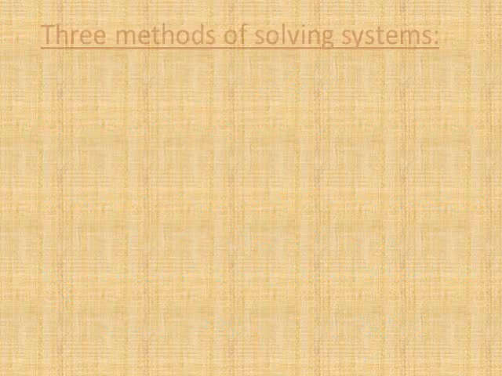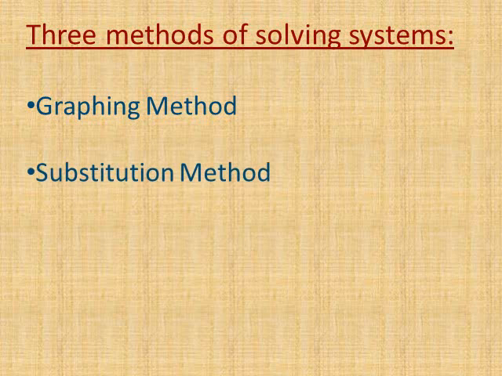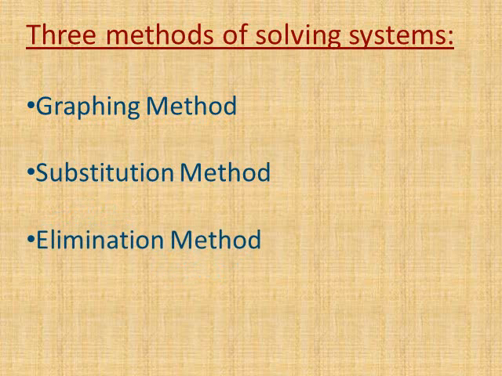We have three methods of solving a system of two linear equations in two variables. Maybe graphically or algebraically. Graphically means you have to graph both lines, and algebraically you have two methods. One of them is substitution and the other is elimination, or the omitting method. Let's start with the graphing method.